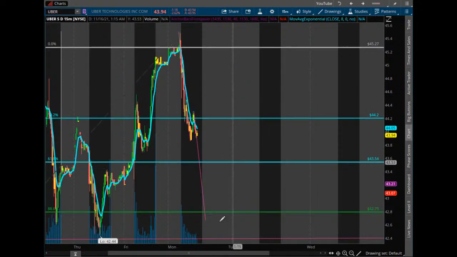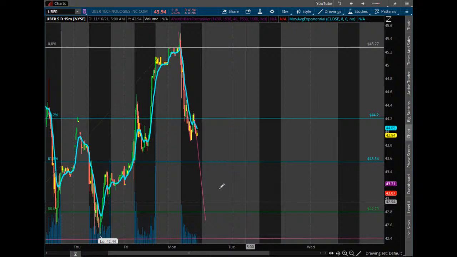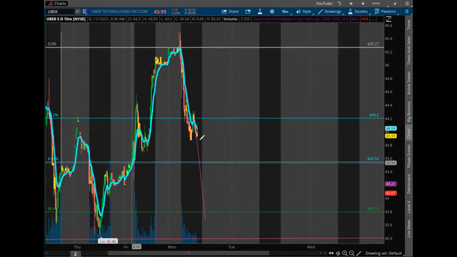Yeah, that would be right outside of the 886. So look at this. This might take a couple days, but see if Uber holds those lows and if we start to bounce out of there. I think that's definitely one to keep on the radar.